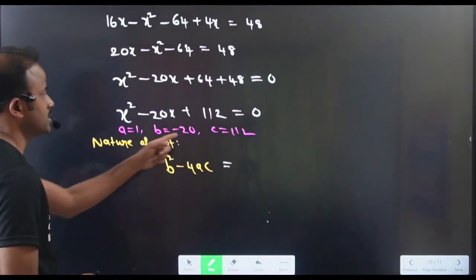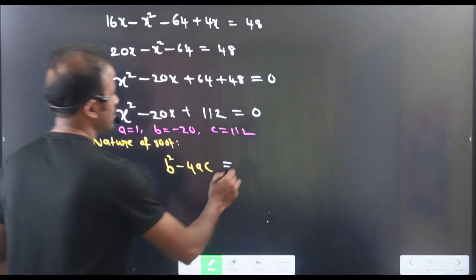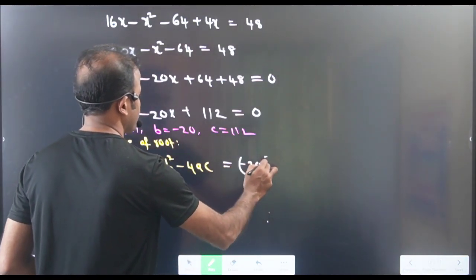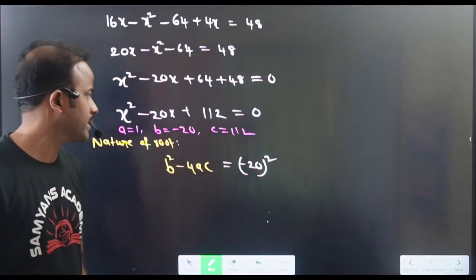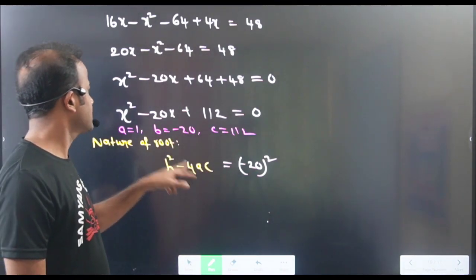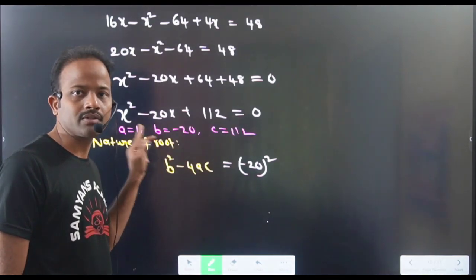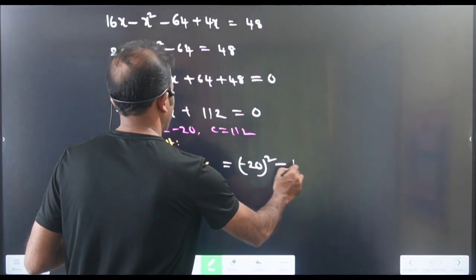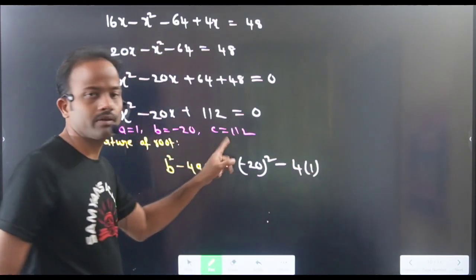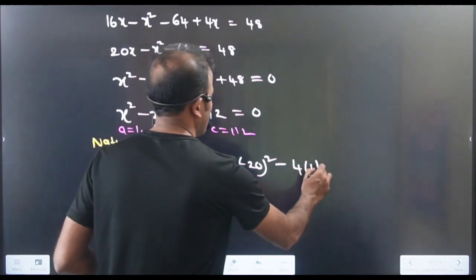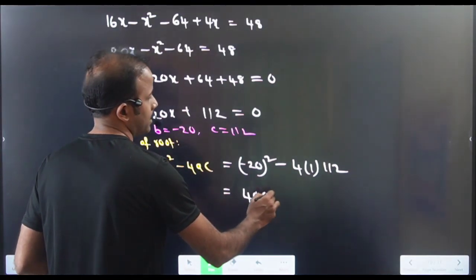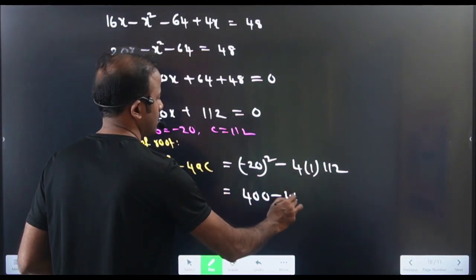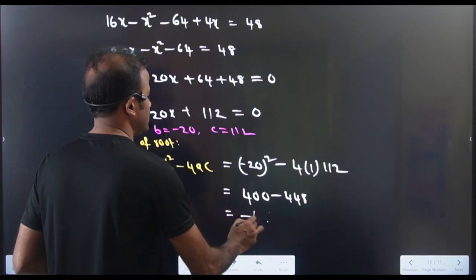b square is how much? That is minus 20 whole square. Next, a value is 1, minus 4 into 1, and c value is 112. So 20 into 20 is 400 minus 448. Okay, here the value is negative.